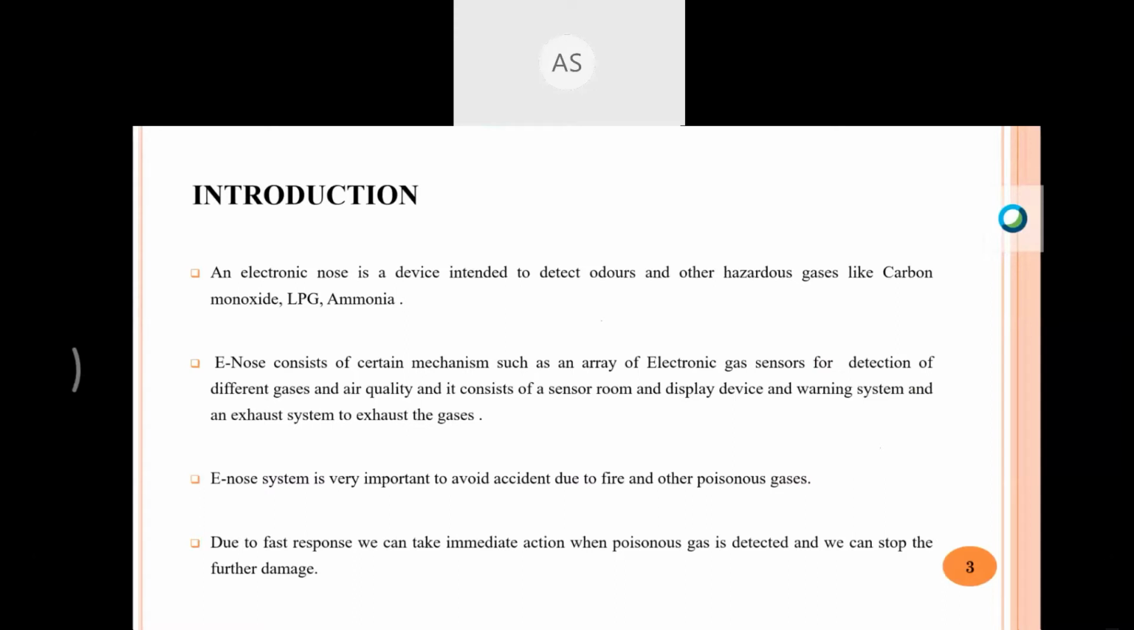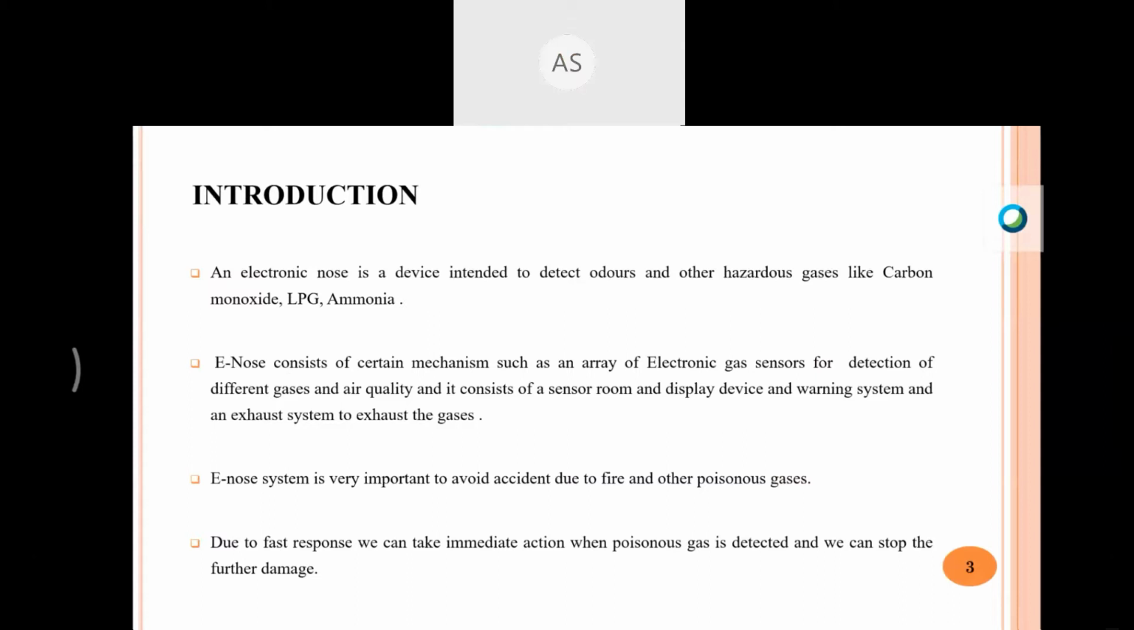Now the introduction. Basically, an electronic nose is a device intended to detect odor and other hazardous gases like carbon monoxide, LPG, ammonia. So we can say that electronic noses are engineered devices that mimic the mammalian olfactory system. The mammalian olfactory system relates to the sense of smell. We can also say it's an instrument that is designed to allow repeatable identification and classification of aroma mixtures. Now the e-nose system is based on e-sensing, that is, the capability of reproducing human senses using a sensor array and pattern recognition system.